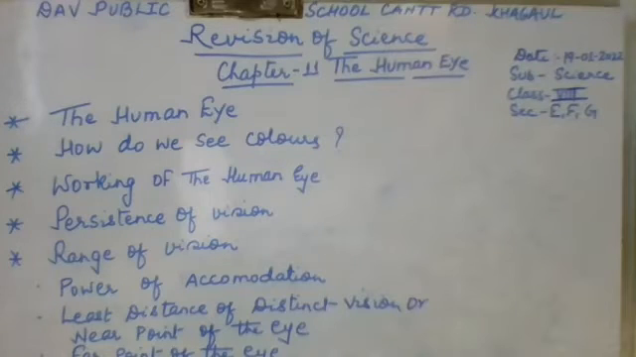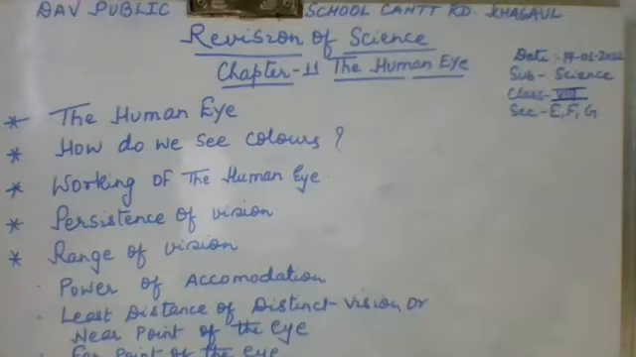Differentiate between rod cells and cone cells. Rods are responsible for vision in dim light conditions. On the other hand, cones help us in color vision. Cones get activated only in bright light conditions, and rods get activated in dim light conditions.